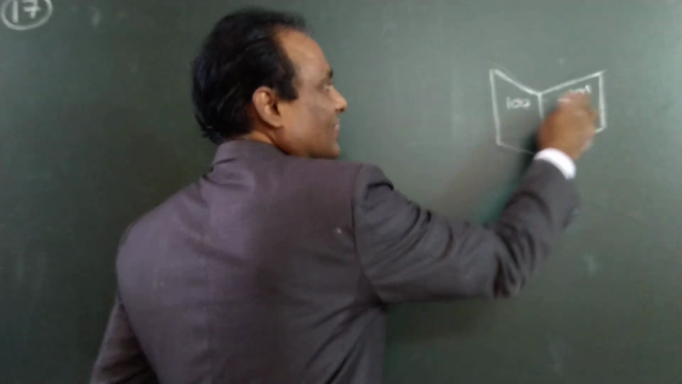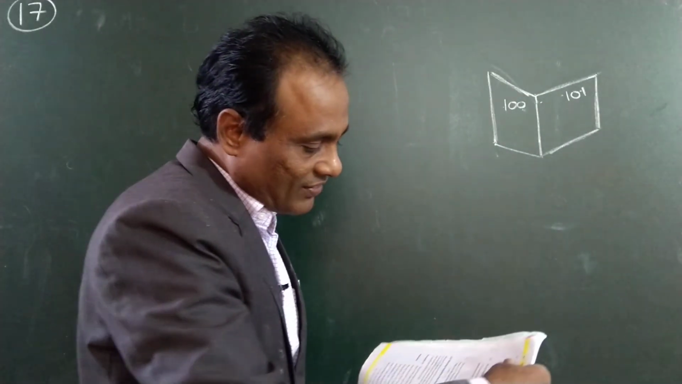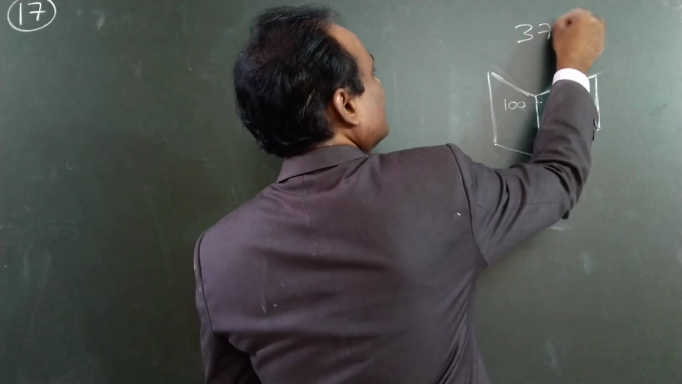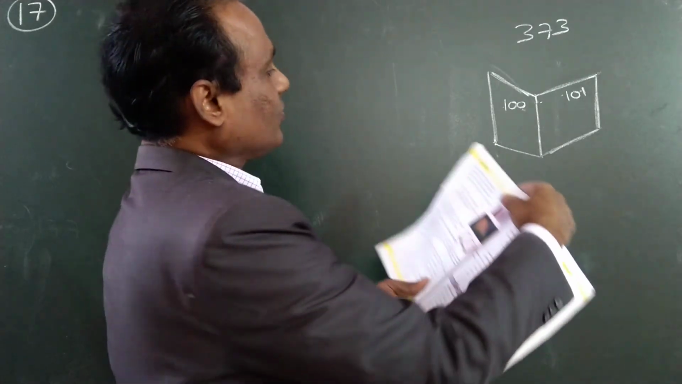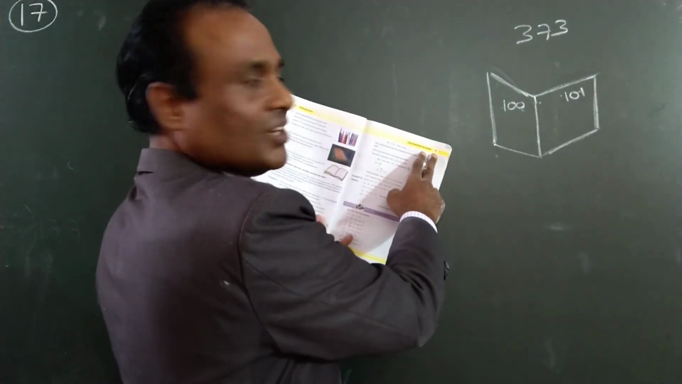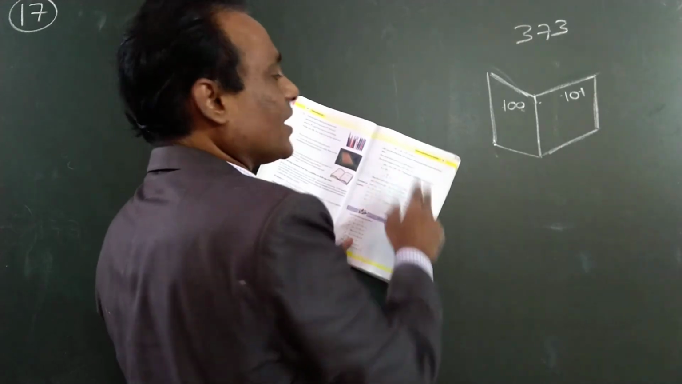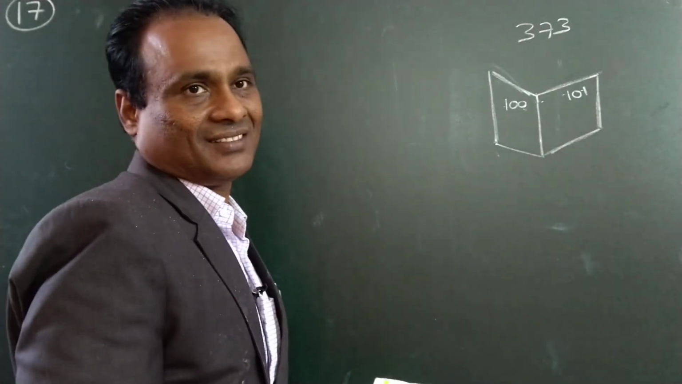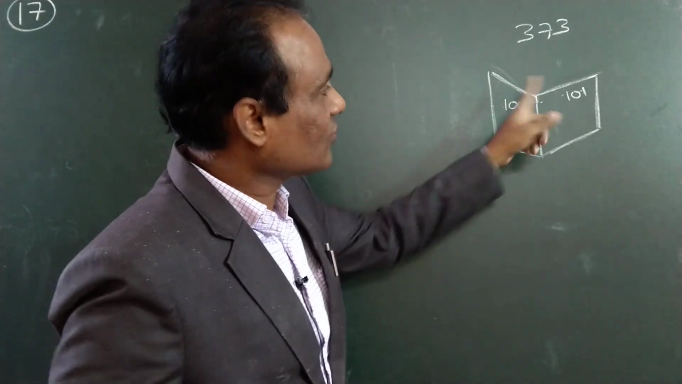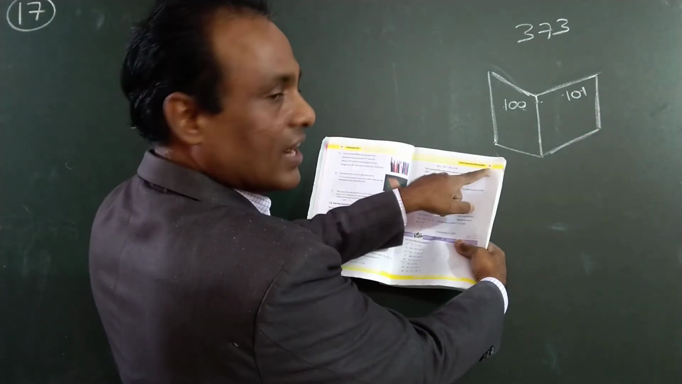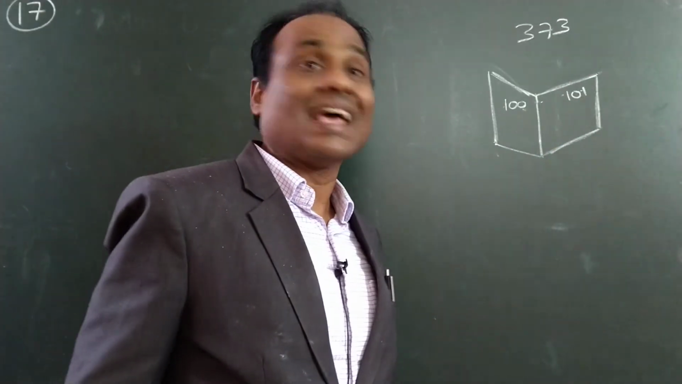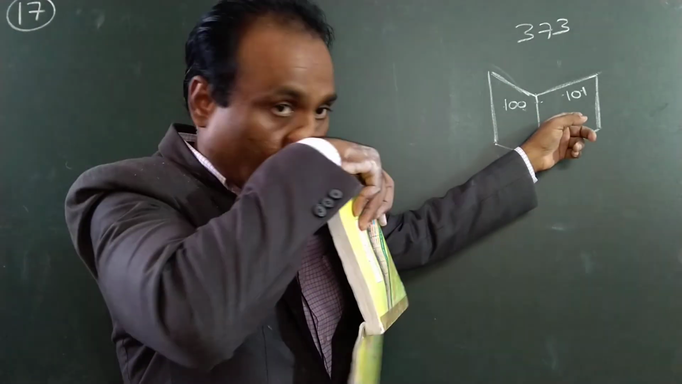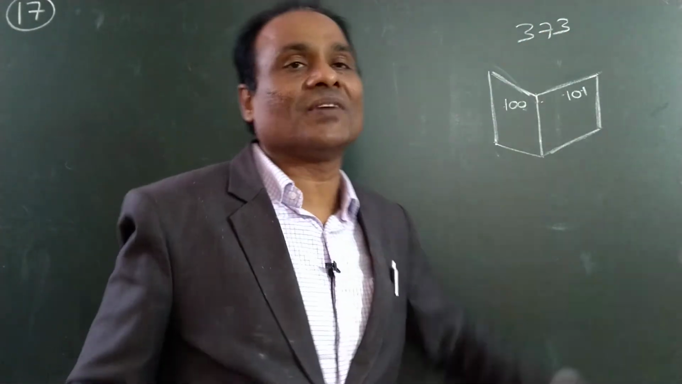Tell the page numbers such that the sum of the page numbers is 373. Suppose 44, 45. What is the sum? 44 plus 45 is 89. Suppose one page number is 100, the next will be 101. Total 201. Like that, you choose the page numbers. The sum should be 373. What are the numbers you tell?